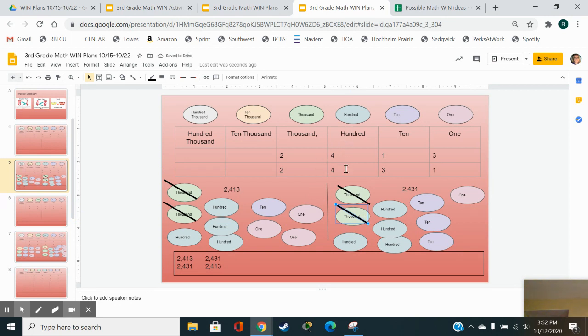So now I'm going to go to my hundreds. Well, I have a 4 and I have a 4. Well, those are equal, so that doesn't help me figure out which number is bigger or smaller yet. So I'm going to cross off my hundreds. So I'm going to copy and I'm going to paste, and I'm actually going to get rid of all of these hundreds.